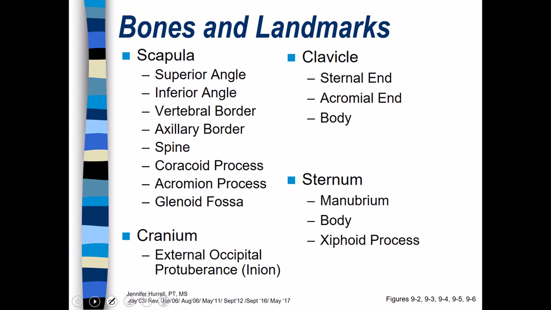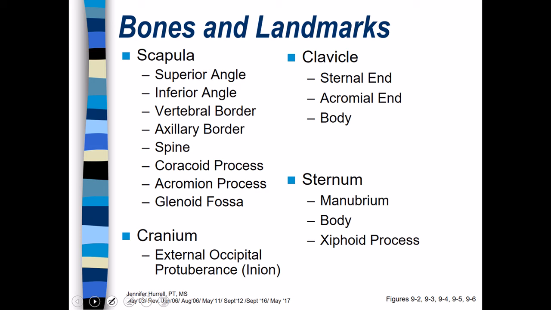All right, let's start with some bones and landmarks here. Most of these should be familiar to you, but I want to take the time to review them here. Starting with the scapula, we've got the superior and the inferior angle. Actually, I'm going to jump down to the vertebral border, the third one. The vertebral border is the medial border of the scapula that faces the spine. If we go all the way to the top of that vertebral border, that's the superior angle. If we go all the way to the bottom of the vertebral border, that's the inferior angle.